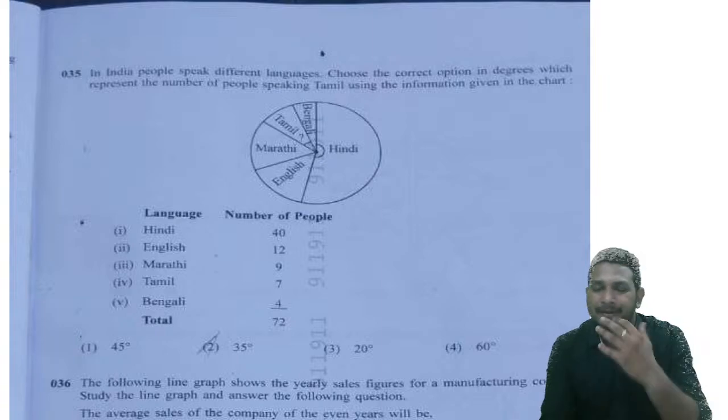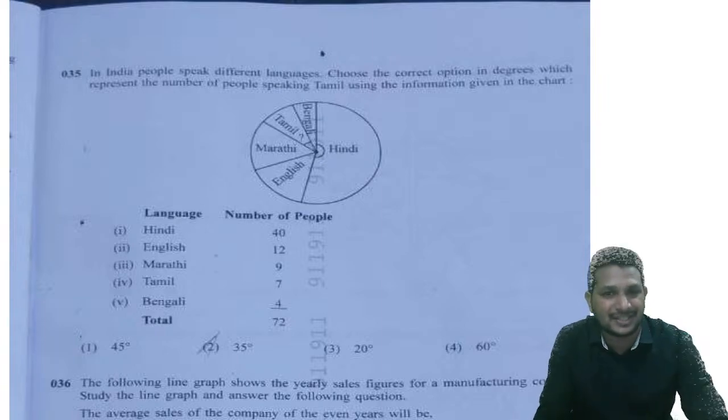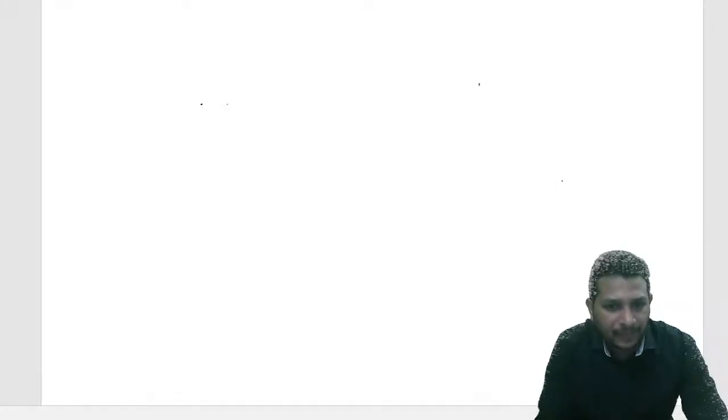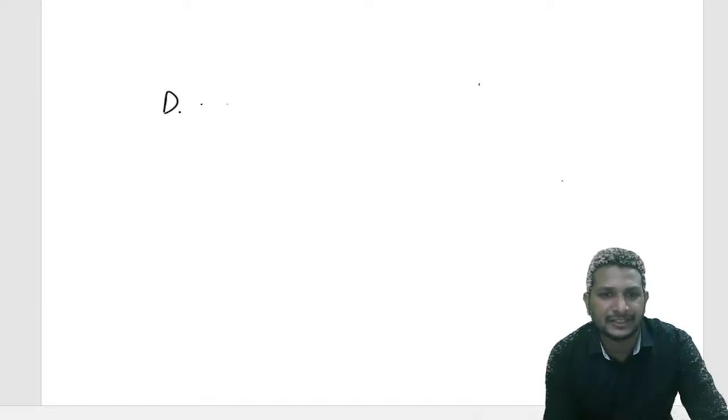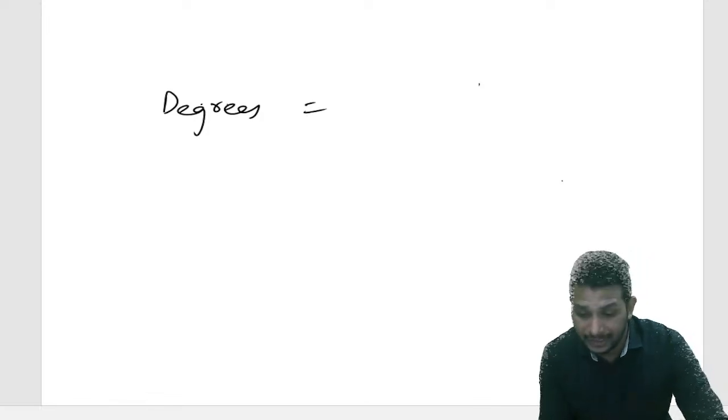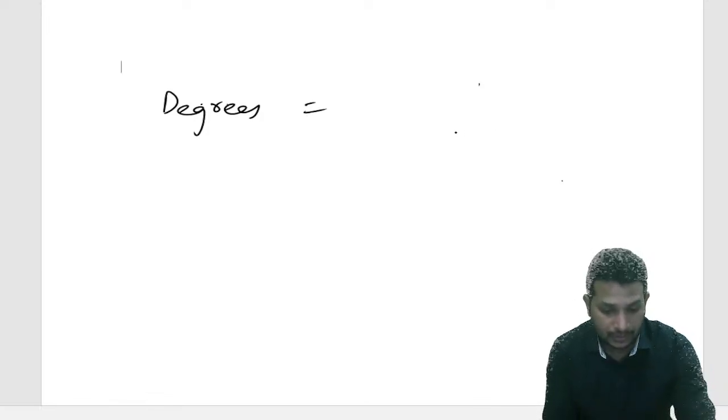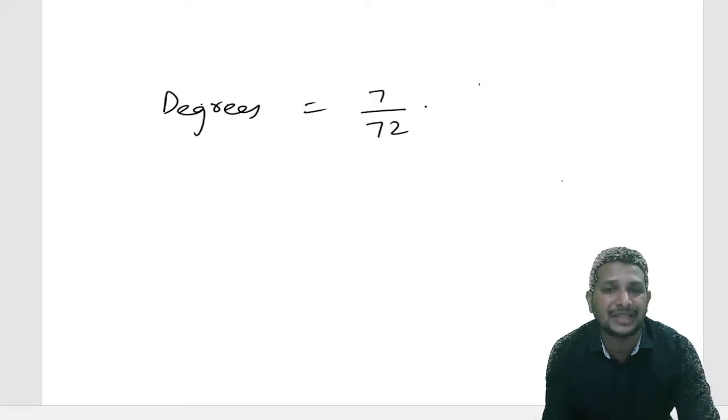So this one, the expected model also, which we discussed in the institute, right? So over here, let's discuss that on the board. They're asking to find the degrees of Tamil, right? So what is the total value? 72, and the number of people speaking Tamil is 7.